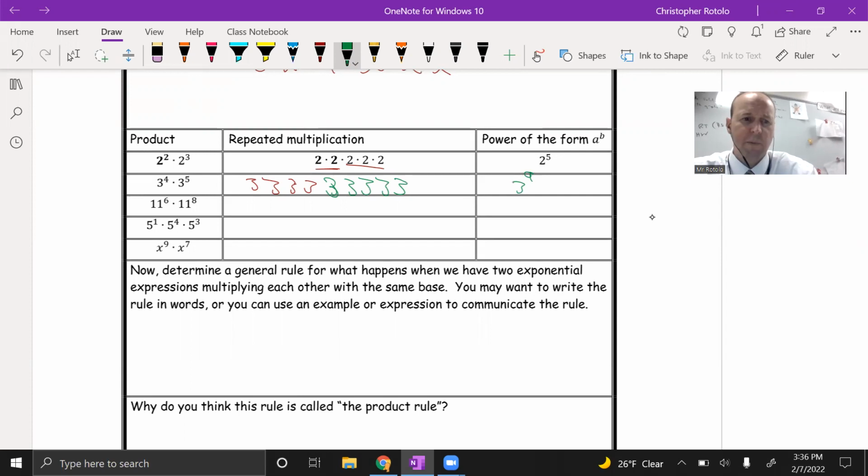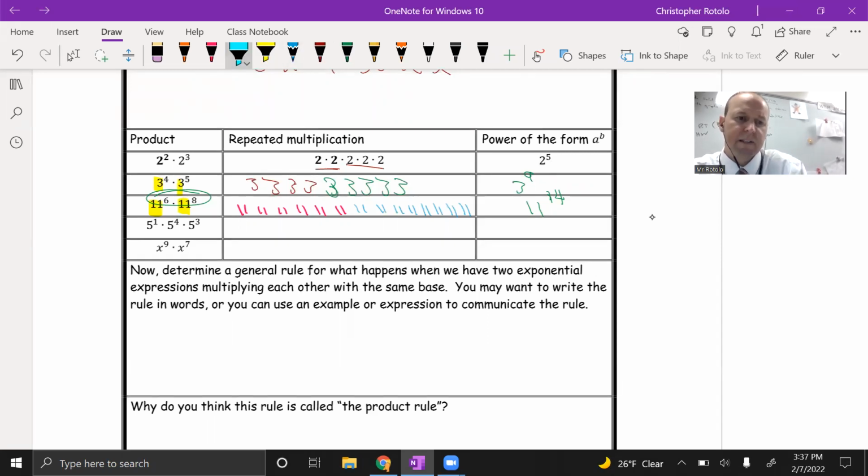So what we want to do is come up with a rule so I don't have to do this over and over again. You know, I keep adding these numbers together. So how about I just add those exponents together because I have the same base, right? Anytime I have the same base, I can just add those exponents together.